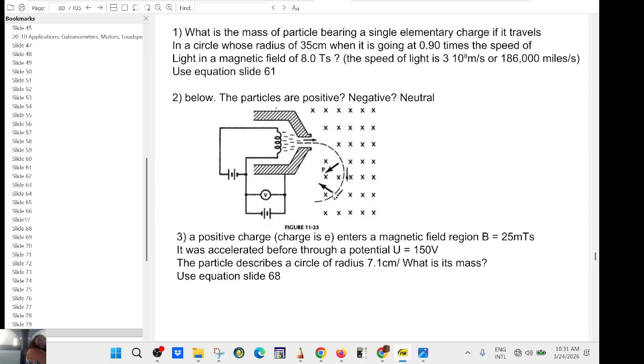Okay, so the magnetic field is in the board, right? So the velocity is this way. Let's say it's positive. Velocity is this way. Magnetic field is in the board, so the force should be... so it's not happening. So it means it's negative. Okay, so the particle is negative. And this one is the same, so it's easier.